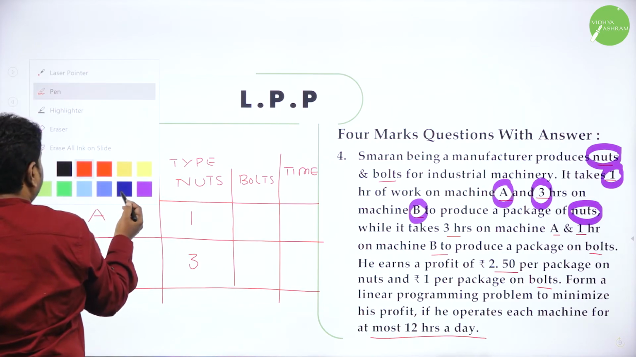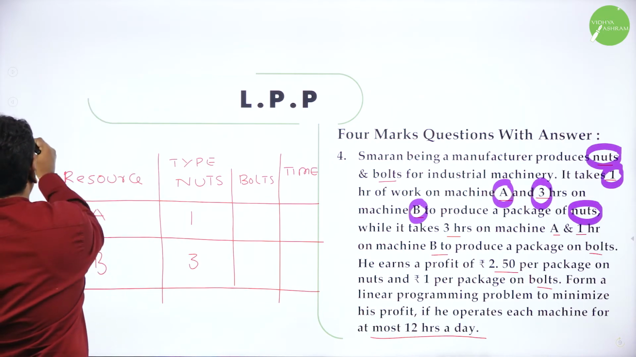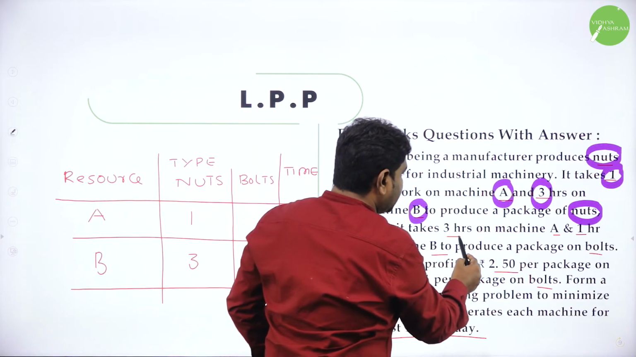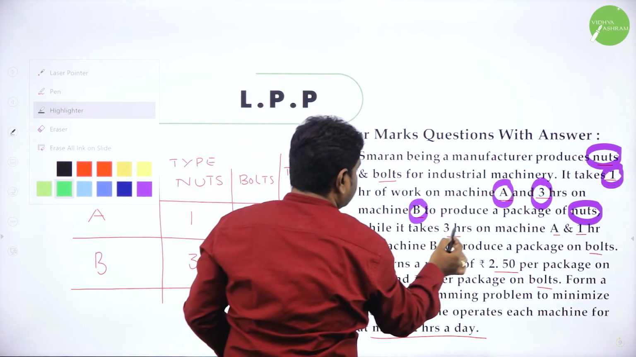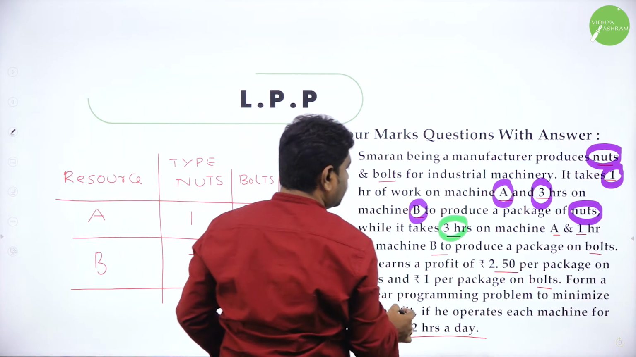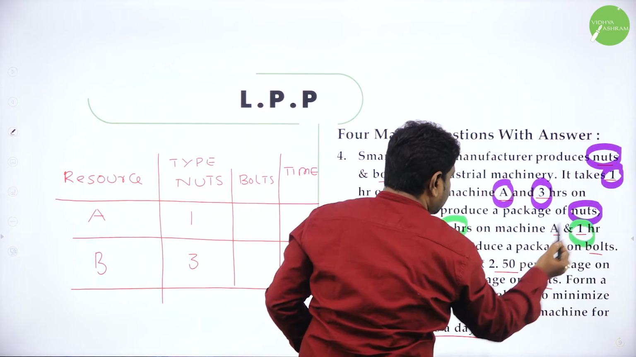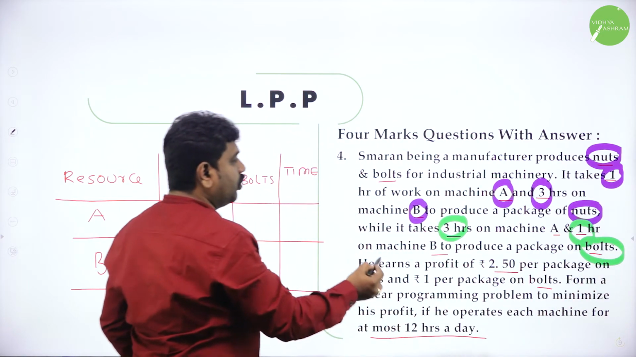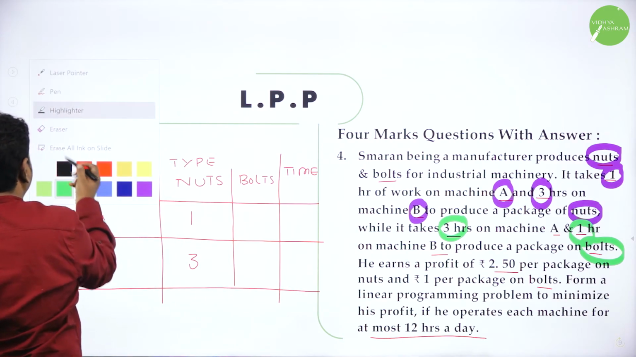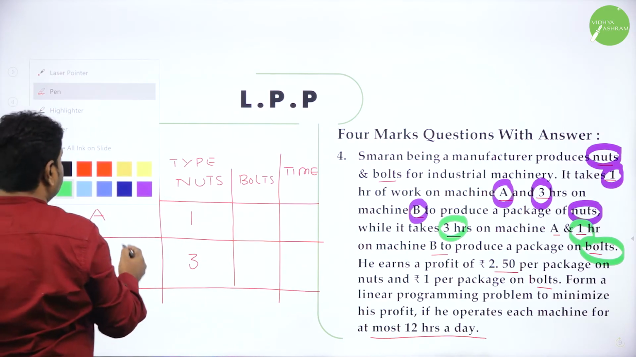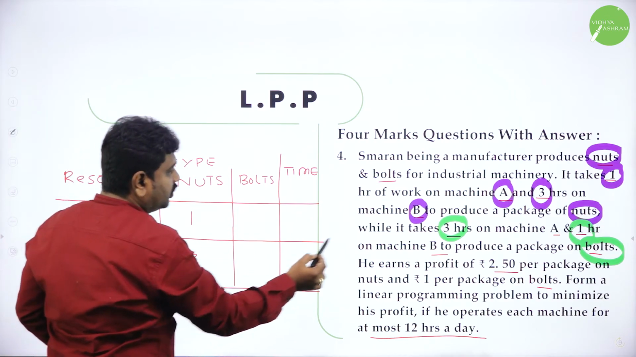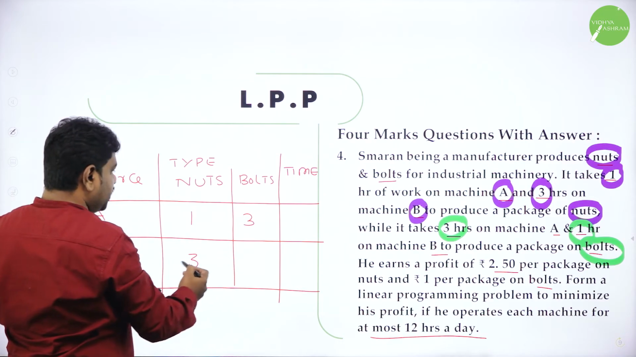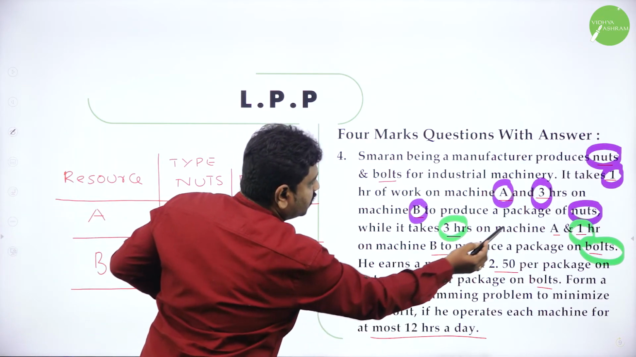Then I will go to the second type of product, which is bolts. If you read, it will take 3 hours of machine A and 1 hour of machine B to produce bolts. For bolts, whatever condition they give, I'll fill it. Machine A, bolts, 3 hours. Machine B, bolts, 1 hour.